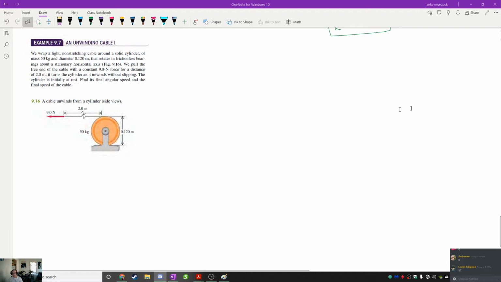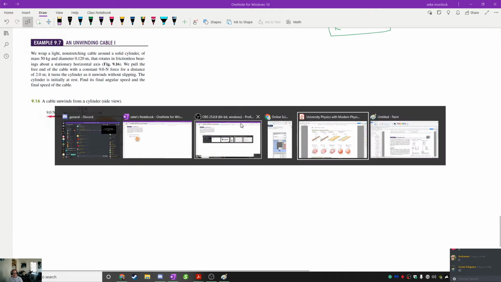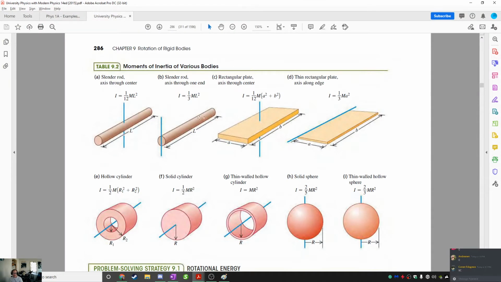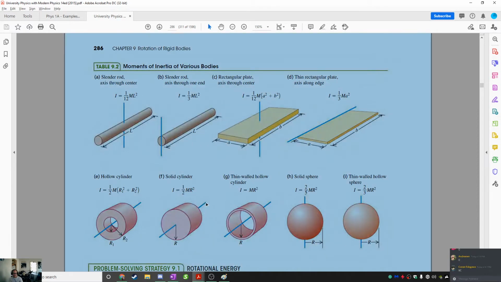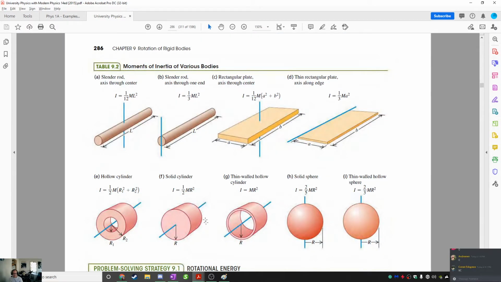It tells us that it's a solid cylinder. So for the solid cylinder, we have to look at this table right here and ask, where's the solid cylinder? Okay, here it is. Solid cylinder, rotating about an axis through its center, not through one edge or any other way, but through its center, which is what's happening. It has a moment of inertia of 1/2 mr squared. This is going to be one of the most common ones you're going to use in a lot of these problems.